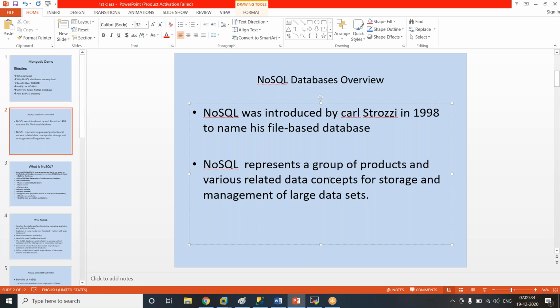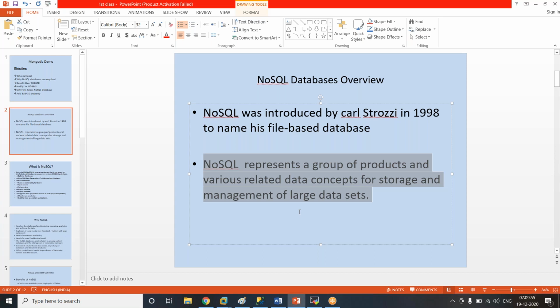NoSQL represents a group of products and various related data concepts for storage and management of large data sets. Basically, MongoDB or any NoSQL products are made for handling huge bulk data. All analytical data is running on NoSQL platforms only nowadays.